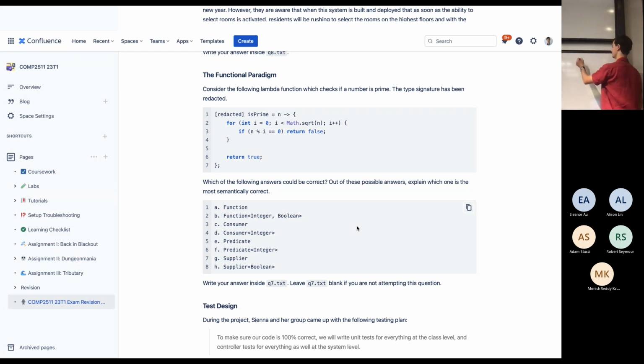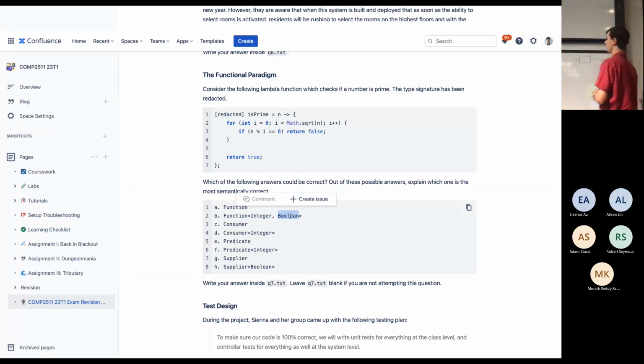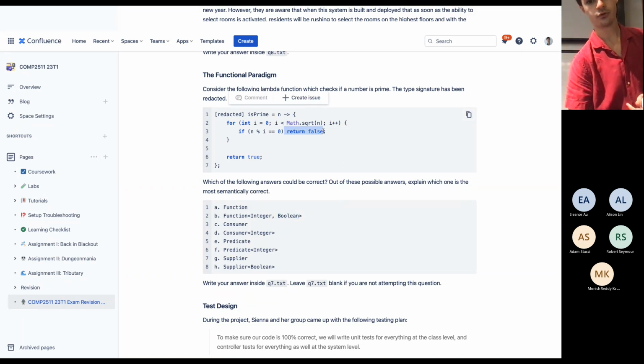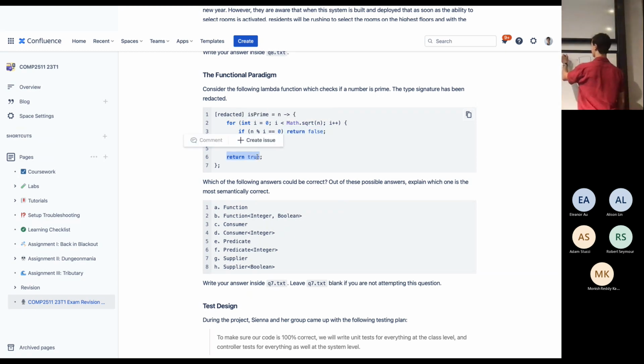A function is like a toaster. You put something in, you put in bread, and you get out toast. That's what the two parameterized types mean. This is the type of the thing that goes into the function, and this is the type of the thing that comes out. And you think, well, that could work. You put in an integer n, and it returns either false or true. It's like a toaster. So you have int here, you have boolean here. So function is probably one correct answer. What about the next one?